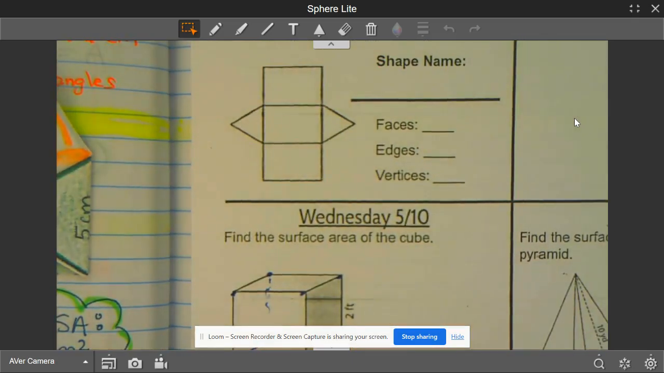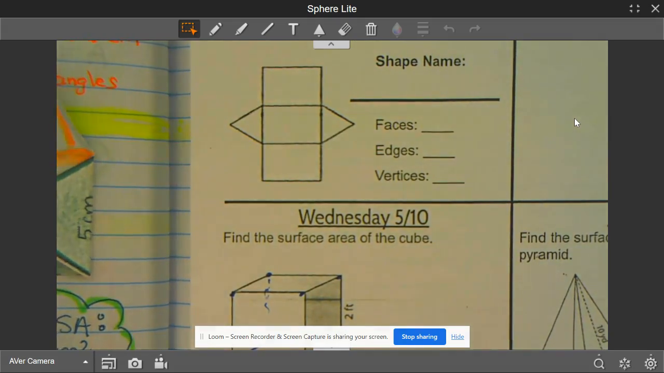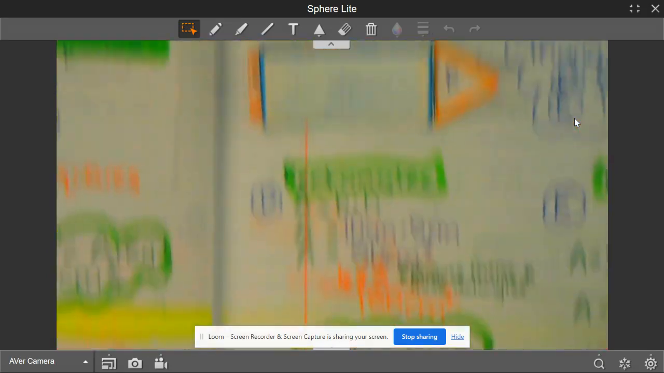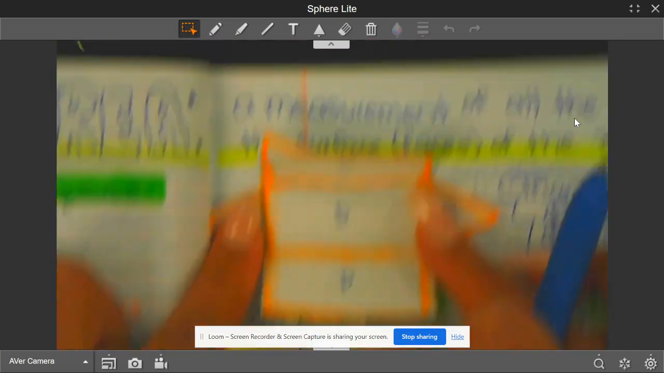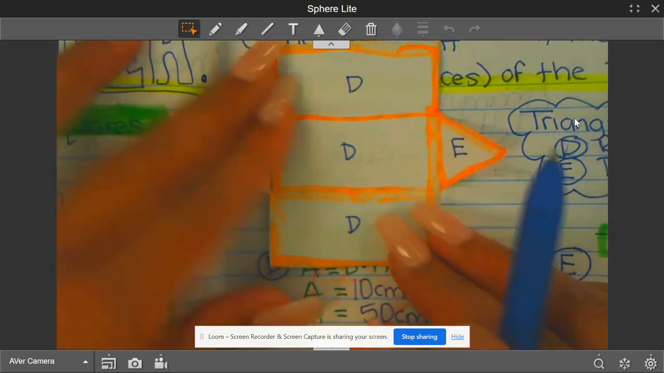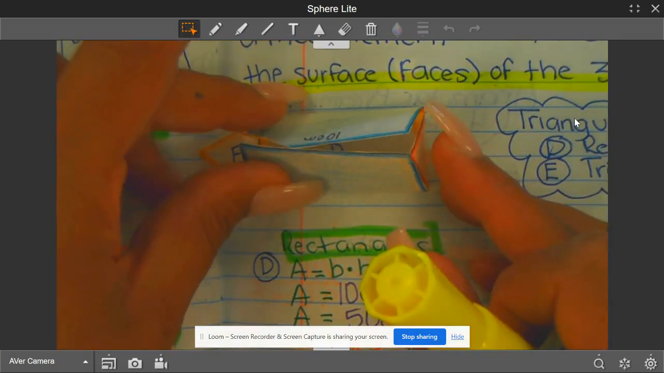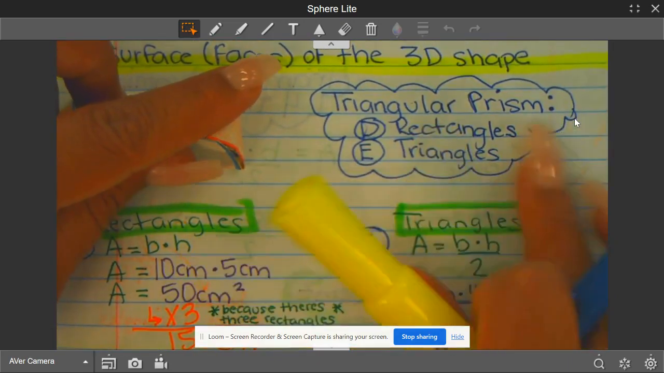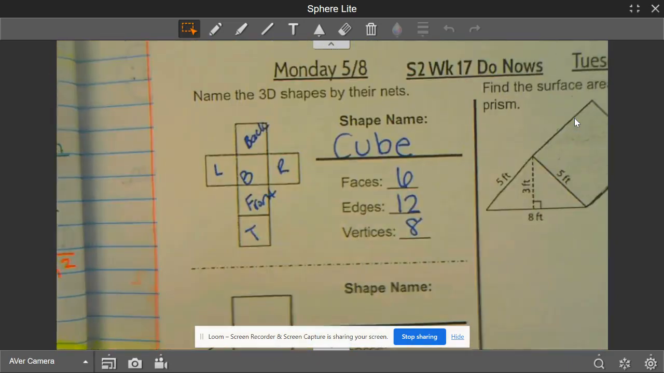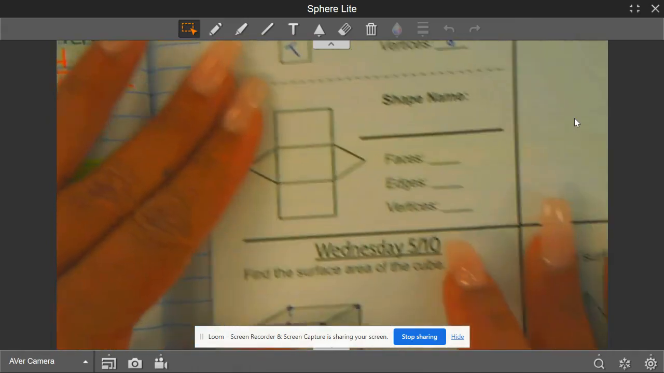All right, now let's take a look at this net. Now when I fold that back up, what shape does it give me? Let's see, we've done this one before. It looks like this one. It looks like this net here. And so when I fold it up, it gives me this shape here, a triangular prism. So let's go ahead and write that.